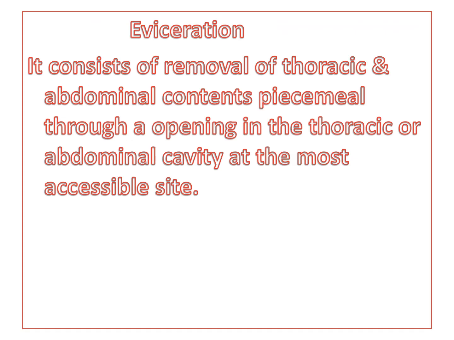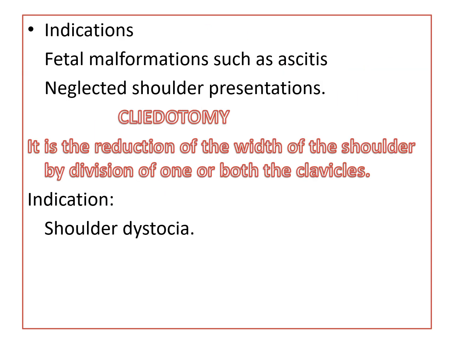Next is evisceration. It consists of removal of thoracic or abdominal contents in piecemeal or in fragments through an opening in the thoracic or abdominal cavity at the most accessible site. See, already I have told you, in the case of ascites, if a large or huge abdomen is there, you can go for this evisceration. We can make an opening over the abdomen and extract the contents. Mostly fluid will be there. You can take the fluid out, so the size of the abdomen will get compressed and it will allow the easier passage of the baby. The indications include fetal malformations such as ascites, and neglected shoulder presentation.